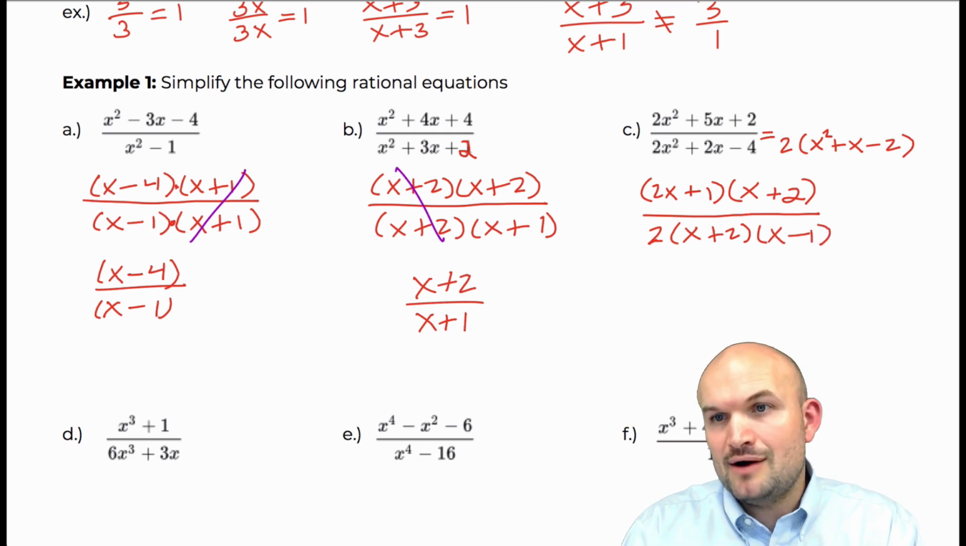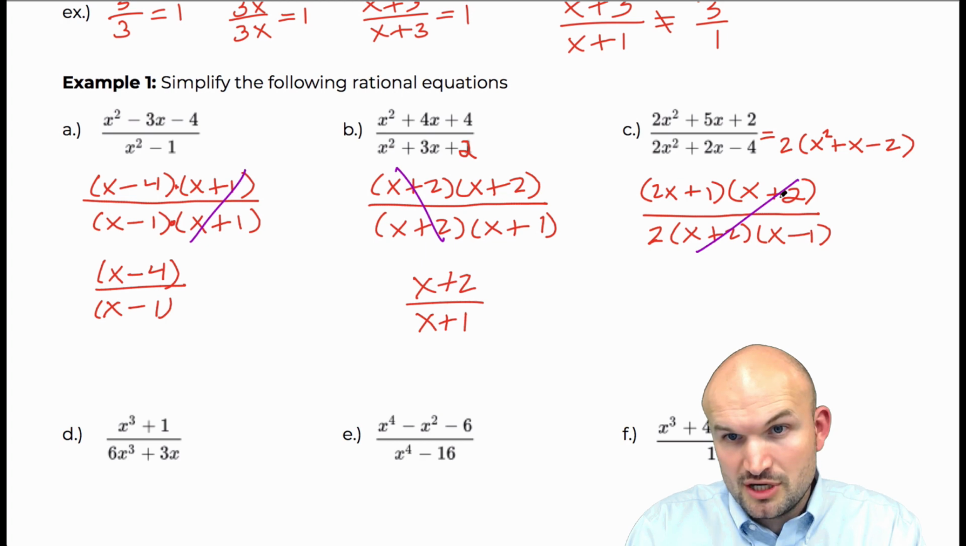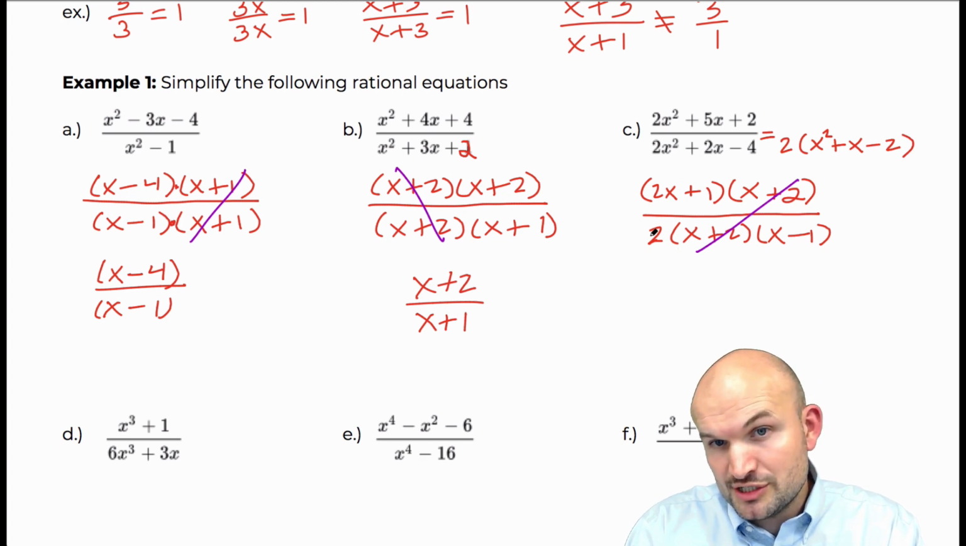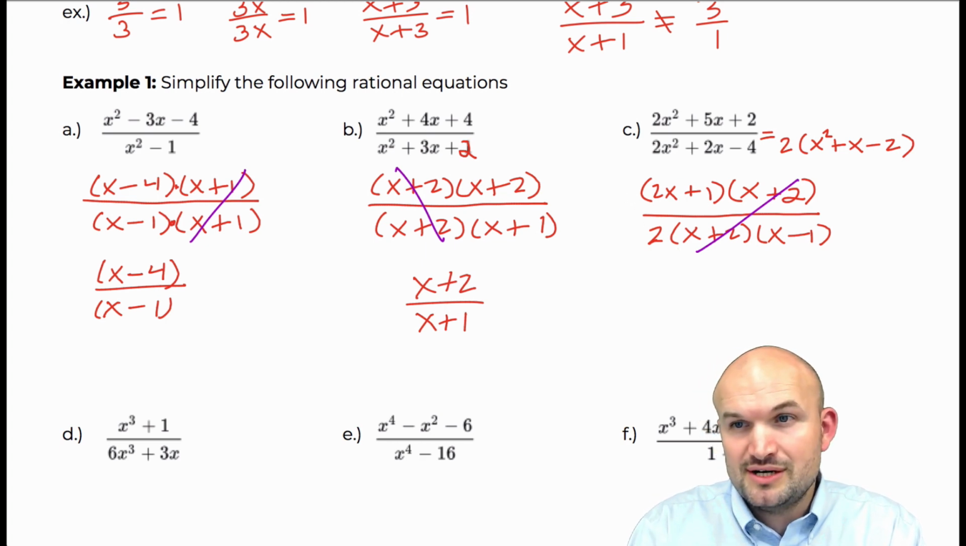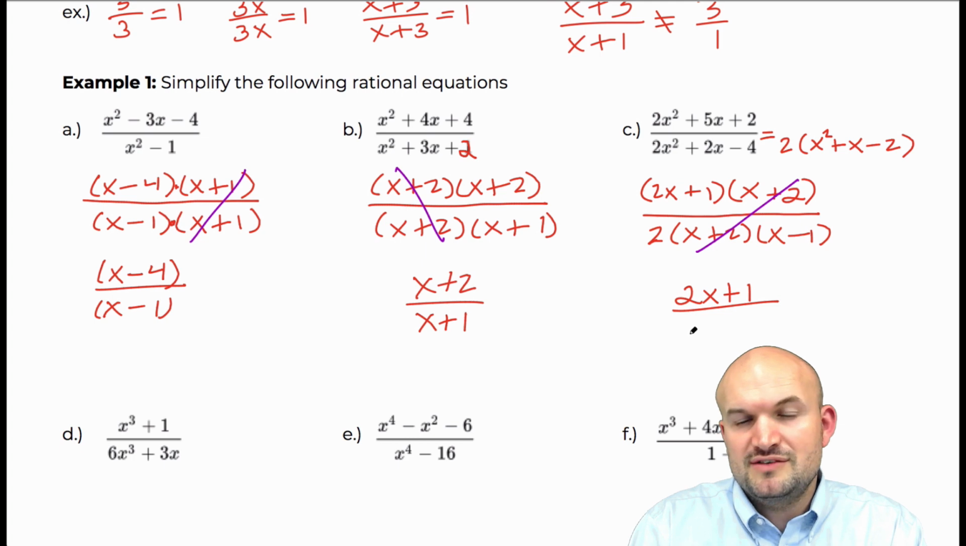Now again, we can see that these x plus 2's are the same in the numerator and denominator. Notice here's a 2. I don't have anything with the 2 to divide out here, but that's fine, so we'll just leave that in the denominator. Therefore, my simplified expression is 2x plus 1 divided by 2 times x minus 1.